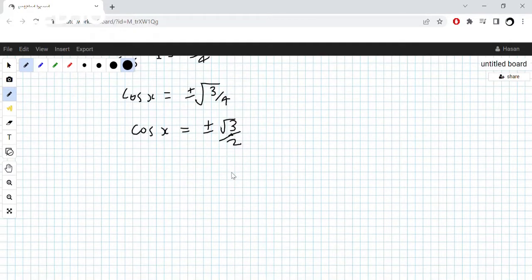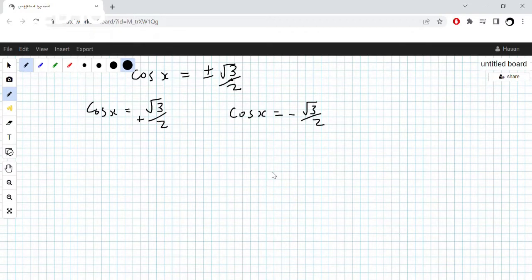Now we have this. First we can solve for cos x equals root 3 over 2, the positive version, and cos x equals the negative version. Let's deal with the positive version first. Using our calculator, we can use the inverse to find x, and that would be pi over 6. So x equals pi over 6.